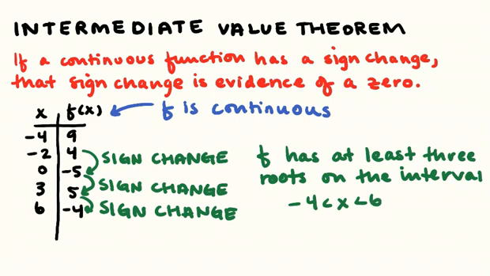Okay. Since I know that -4 and 6 are not the zeros, I know that the roots have to come on the interior of that interval.